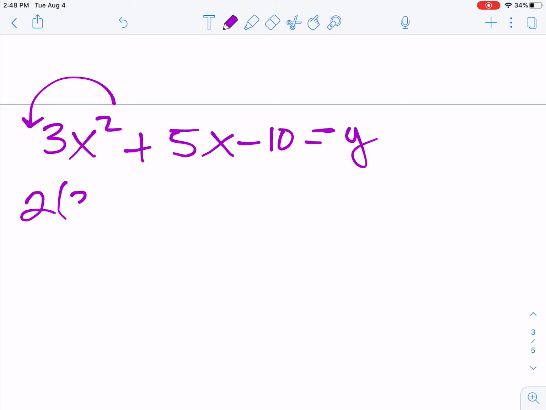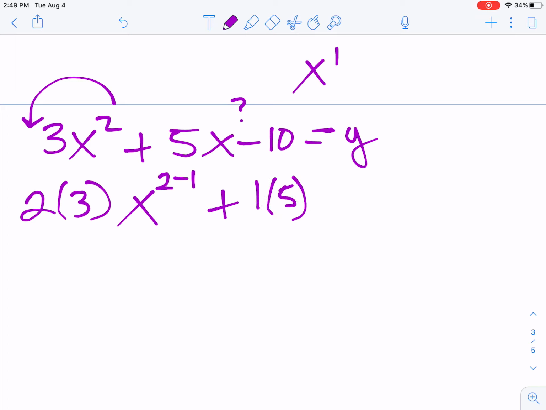So it's going to be 2 times 3 to the x of the 2 minus 1 plus, well, if we think about it, that's not a 0. That's an empty hole. Let me make that a question mark. We have to figure out what exponent's actually there. We know that any variable without an exponent shown actually has a 1. So 1s as coefficients, as exponents, we don't need them, so they'll go away. So that's going to be 1 times 5 times x to the 1 minus 1.